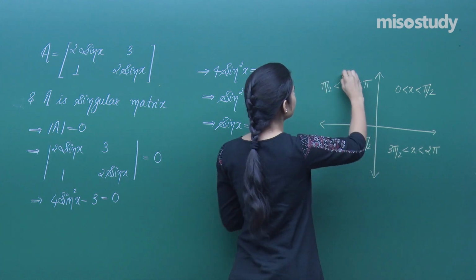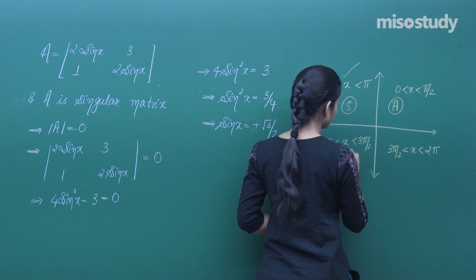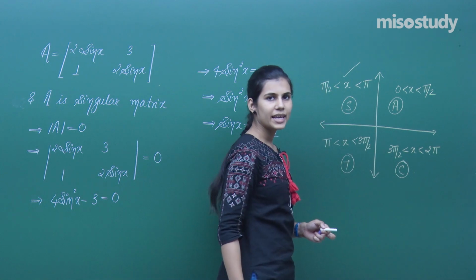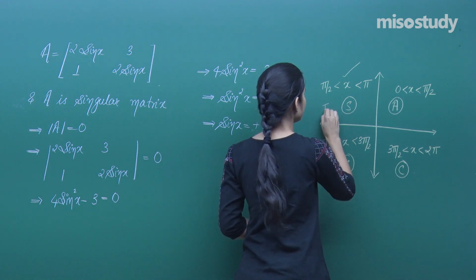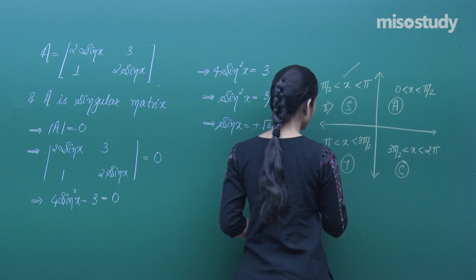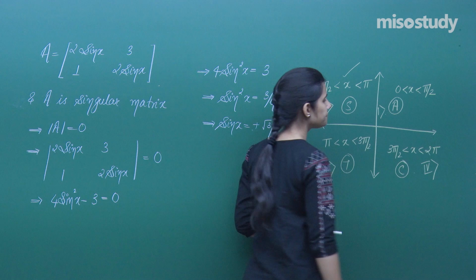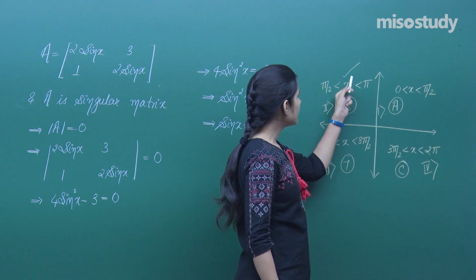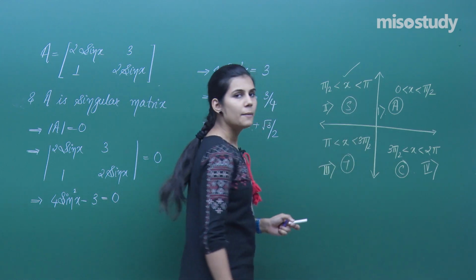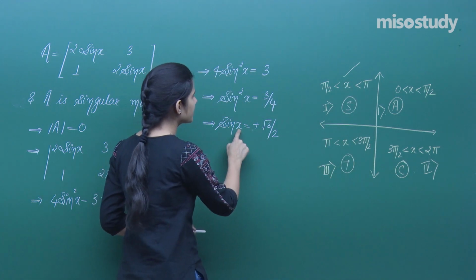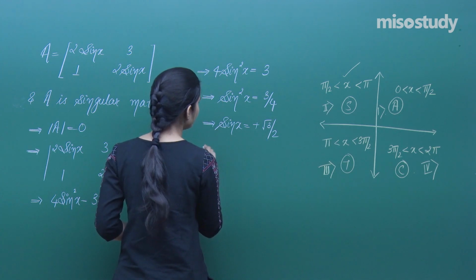So if my x is lying between pi by 2 and pi, by the sign convention, I know from the ASTC rule that sine and cosec are positive in the second quadrant. This is the second quadrant, this is the third quadrant, this is the fourth quadrant, this is the first quadrant. In the second quadrant, sine ratios are going to be positive values. So sin x cannot be negative, it has to be positive. So sin x has to be root 3 by 2.